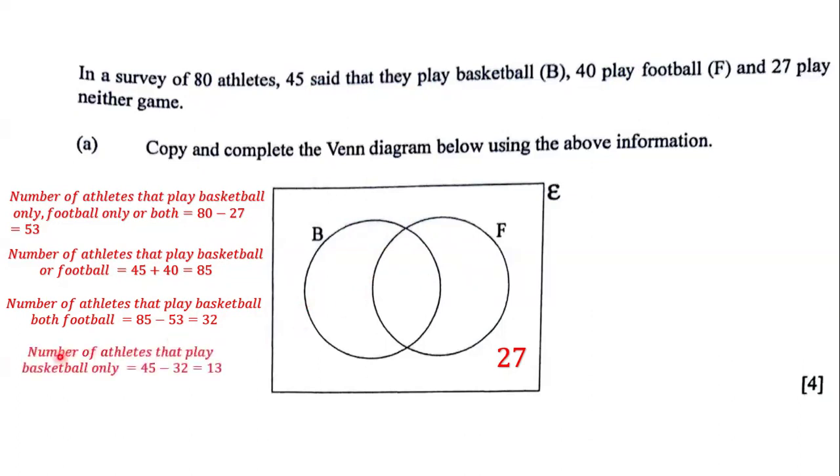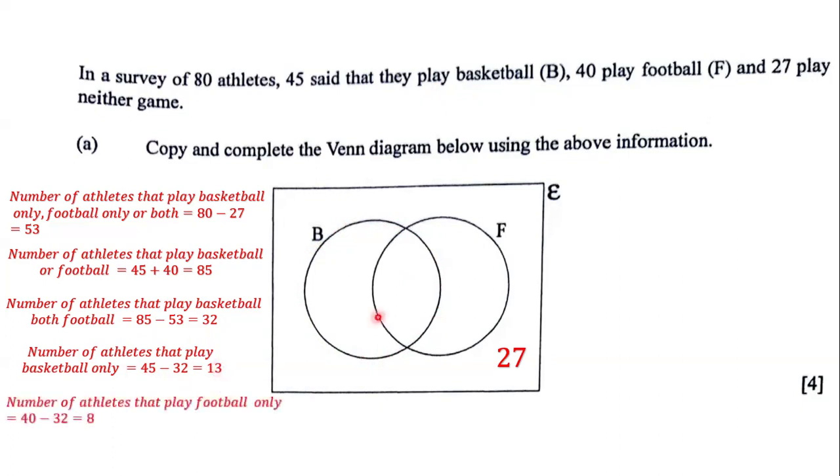So what is the number of athletes that play basketball only? Well, we know that 45 said that they play basketball, but that 45 accounts for the whole set, right? But we just want to know the number of athletes that play basketball only. So for basketball only, we have to take that 45 and subtract the intersection, the number of students that play both basketball and football. So 45 minus 32 is going to be 13. That means 13 play basketball only. They don't play basketball and football, they just play basketball only.